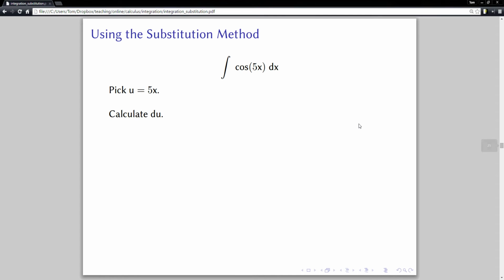Okay. Next up, you're going to do what's called calculate du. So what you're going to do is take that u that you picked right here and just take the derivative of both sides. The derivative of u is 1, and then we're going to attach this du right here. A lot of students, when they first see the integration by substitution method, have a lot of questions about the du. What is it? How does it work?